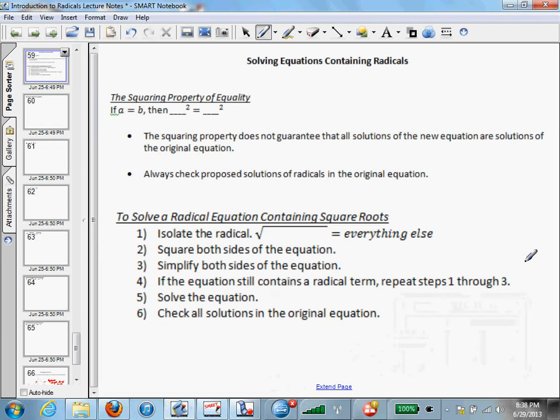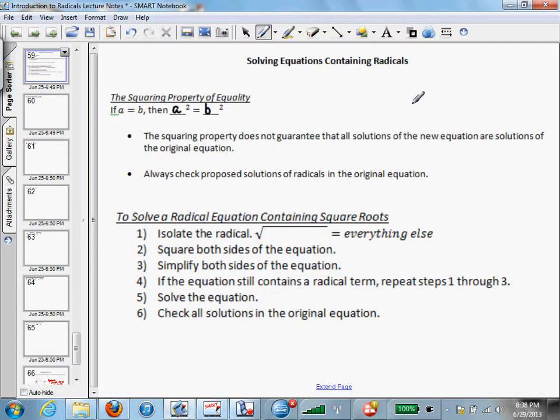Hello and I want to welcome you to a discussion on solving equations containing radicals. For this you'll need to know the squaring property of equality. If a equals b, then you can also say that a squared will equal b squared.